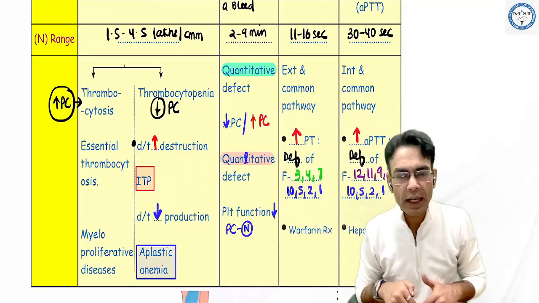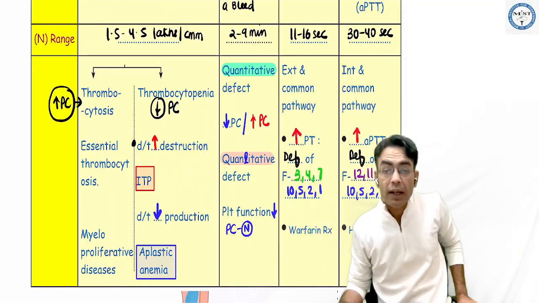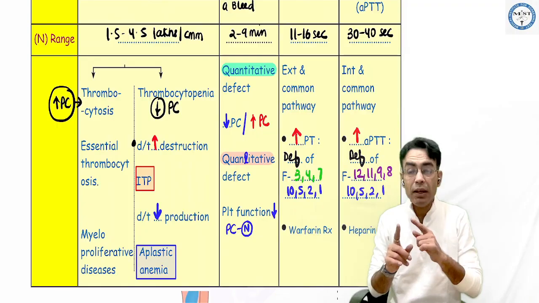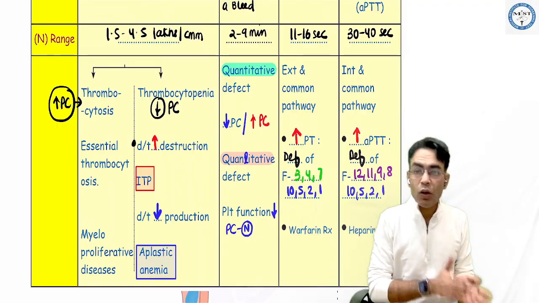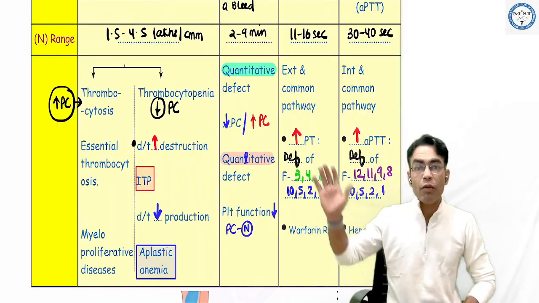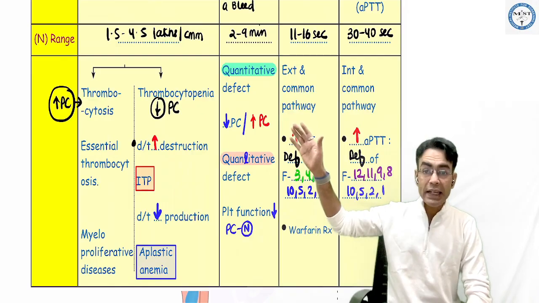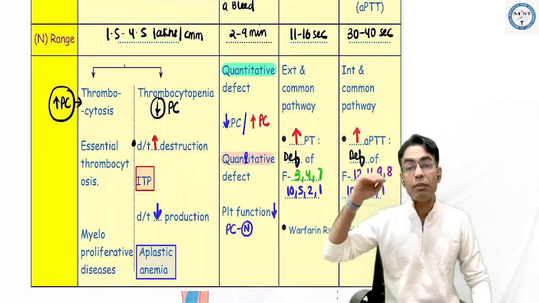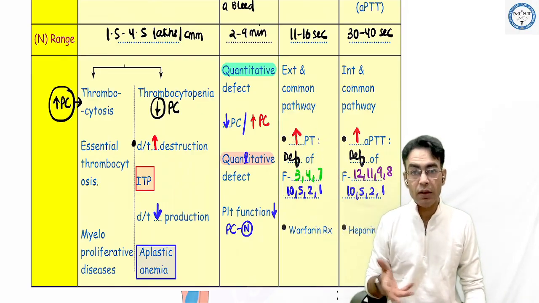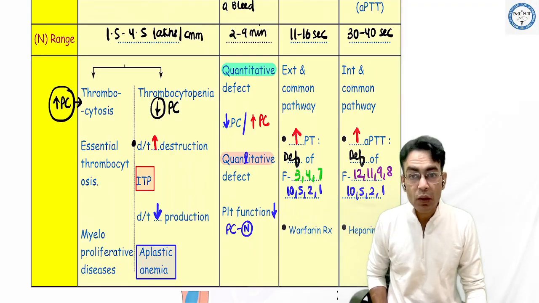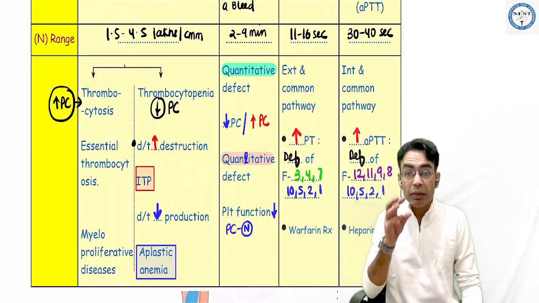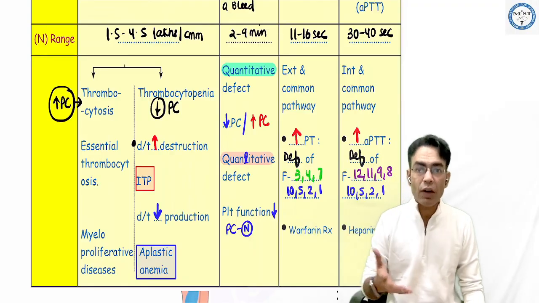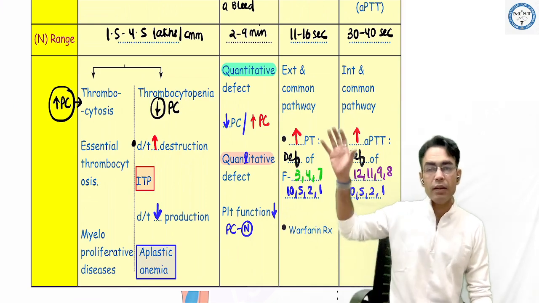We are talking about thrombocytopenia. Now, thrombocytopenia can be due to decreased production of the platelets or increased destruction of the platelets. There can be qualitative and quantitative defects. In quantitative defects, you have a decreased platelet count, and in qualitative defects, the platelet quantity is normal, but they're not functioning normally. We'll discuss this.